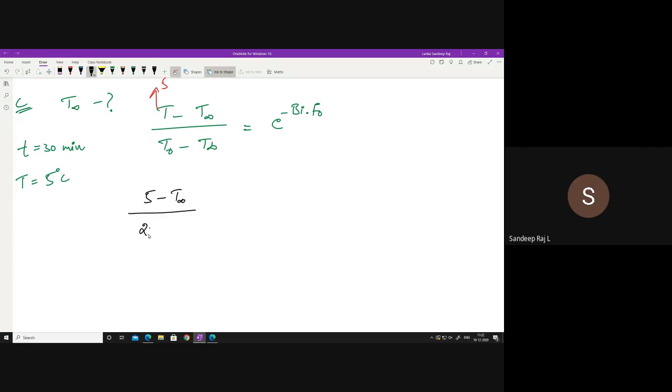by 25 minus T infinity is equal to e power minus 1.77 into 10 to the power of minus 3. You have done this already. The time is now 30 minutes, so 30 into 60 you have to substitute. In this, T infinity is unknown, calculate it. Tell me what is the RHS value first. On RHS, what is the value? Tell me first.